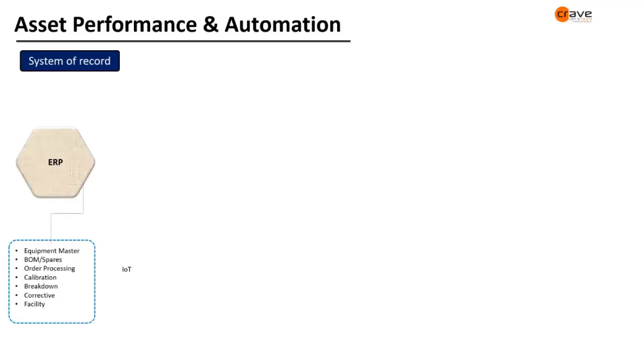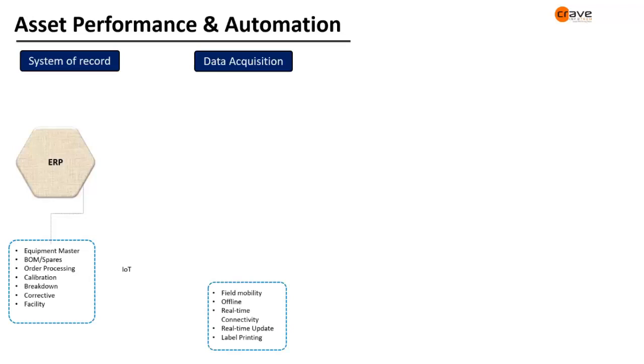Once we have that in place, we want to start acquiring the data. There are many ways. Currently, a lot of people do it on paper, and then they come back and enter it into SAP, and we all know what the challenge is, right? Papers get misplaced and so many things. So that's where mobility comes into the picture. Field mobility, offline capabilities, and that's where the asset manager comes into the picture.